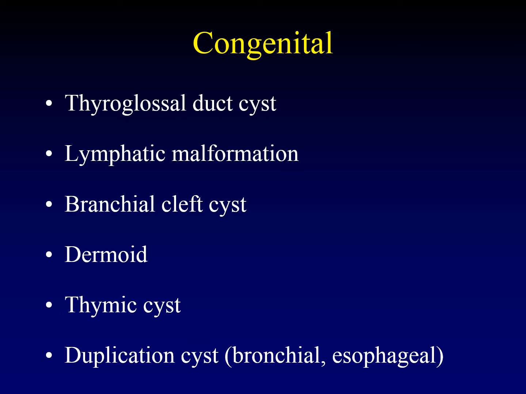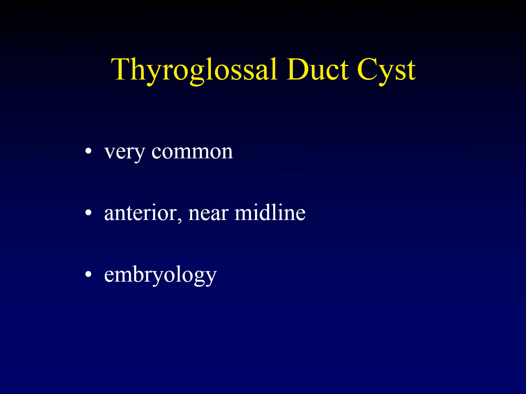Among congenital cystic neck masses, the most common is the thyroglossal duct cyst. There are also lymphatic malformations, branchial cleft cysts, and then the less common lesions like dermoids, thymic cysts, and a variety of duplication cysts. We'll go through all of these. First, let's talk about thyroglossal duct cysts. They are very common. In fact, they are the most common congenital neck mass.